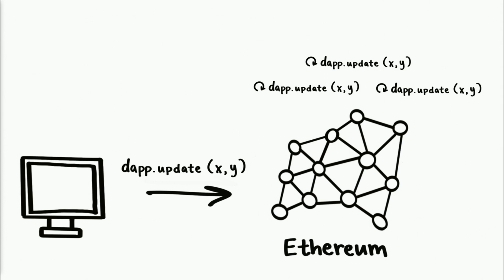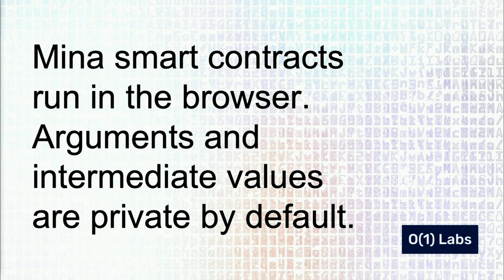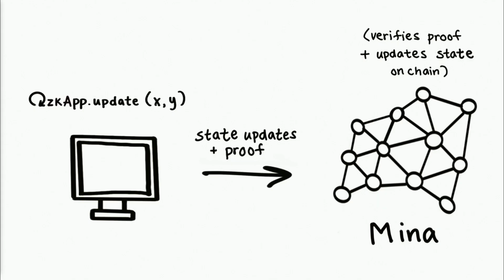If you want to make something private, you have to find a way to obfuscate something that's inherently public, and that's hard. Mina smart contracts run in the browser, and arguments and intermediary values are private by default. So the only thing that gets sent to chain when a user submits a transaction is a state update and a proof.